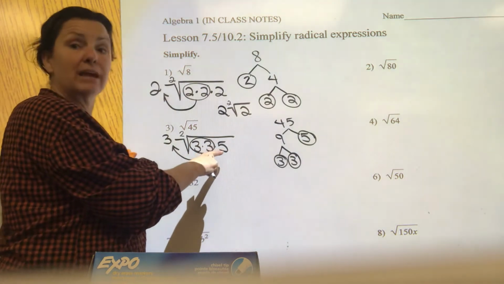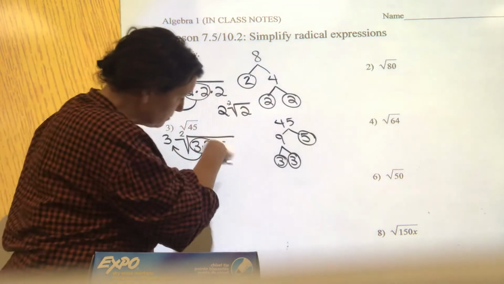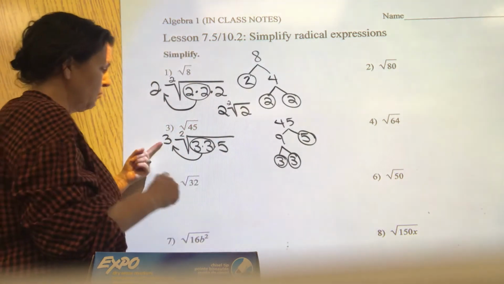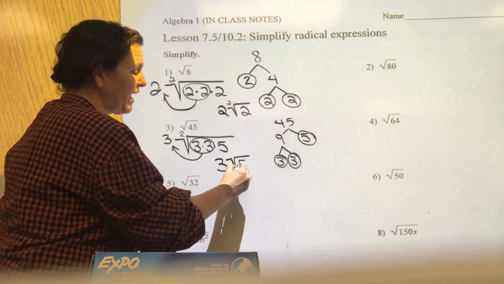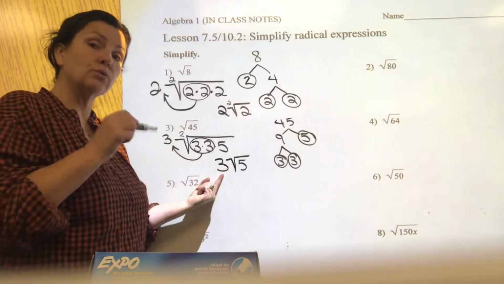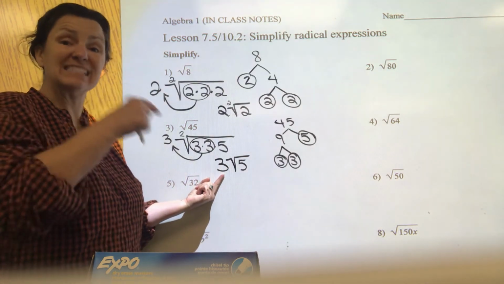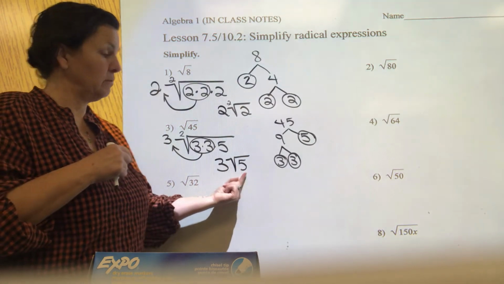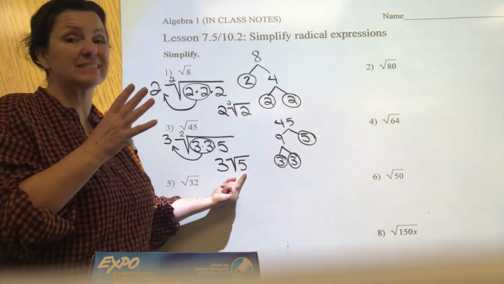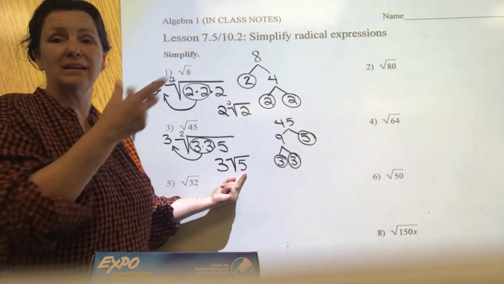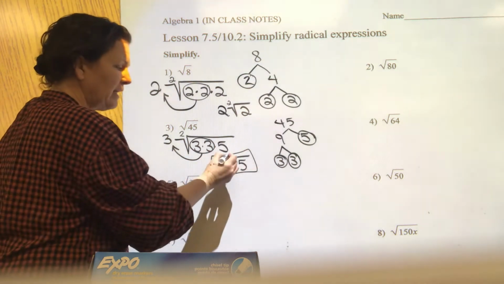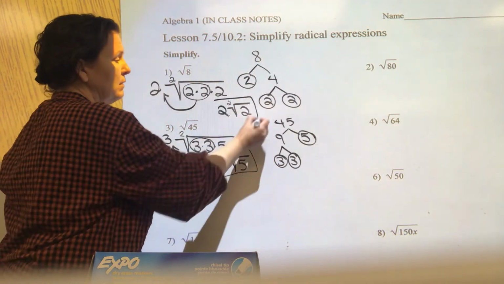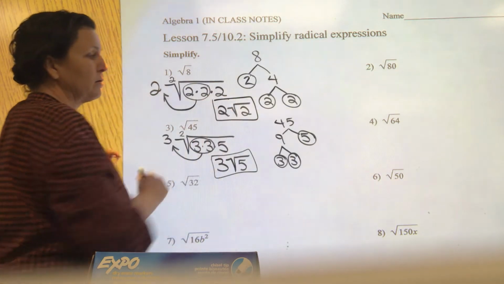Can he leave? Does he have a partner that looks just like him? That would be a nope. So we're going to write our final answer with a 3 on the outside and a 5 left on the inside. Now, who is that 3 on the outside? That's that set of 3s that left. And who's left on the inside? That single 5 that had nobody to pair up with, okay? So that is my final answer. And yeah, you can put the little root of 2 if you'd like. And that's my final answer there.